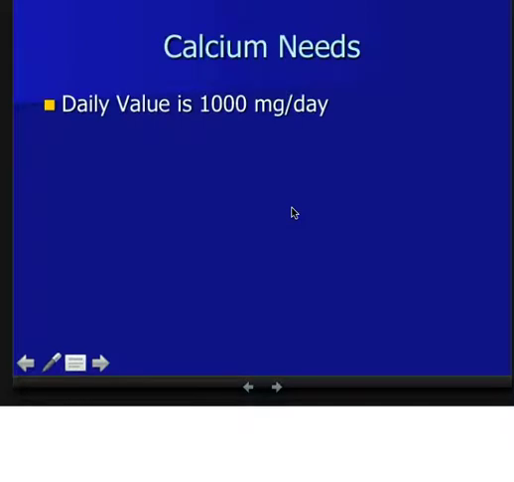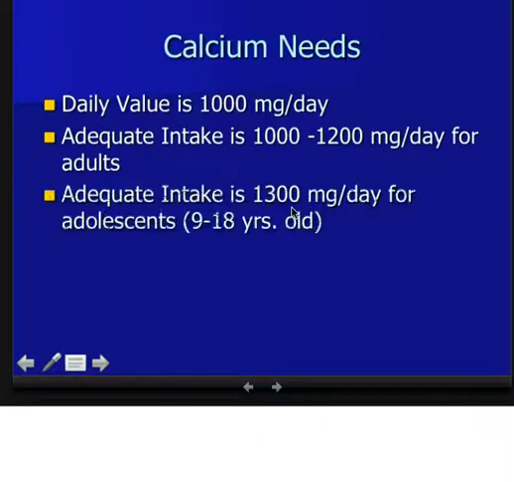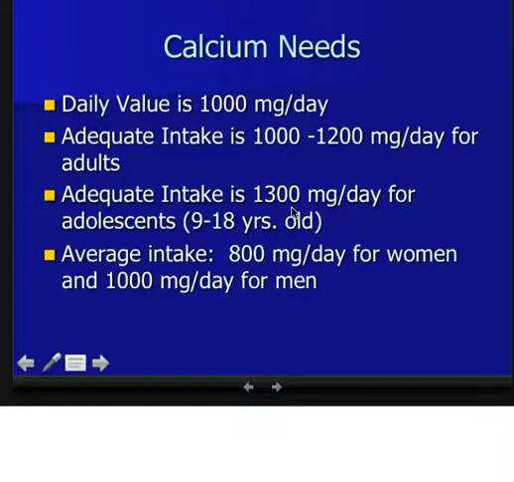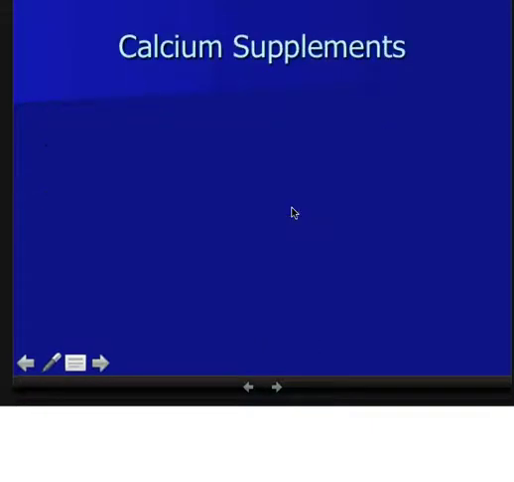What are our needs? Daily value is about a gram a day. AI is about 1 to 1.2 grams a day for adults and 1.3 grams a day for adolescents. Why? They're growing. Their skeletal systems are in a state of biosynthesis. Average intake is about 0.8 grams per day for women and 1 gram a day for men. Again, men requiring more because they're bigger. Okay, more metabolism, more processes that need calcium, also a larger skeletal system to maintain, and as a result, men require more overall calcium. The upper level is about 2.5 grams a day.